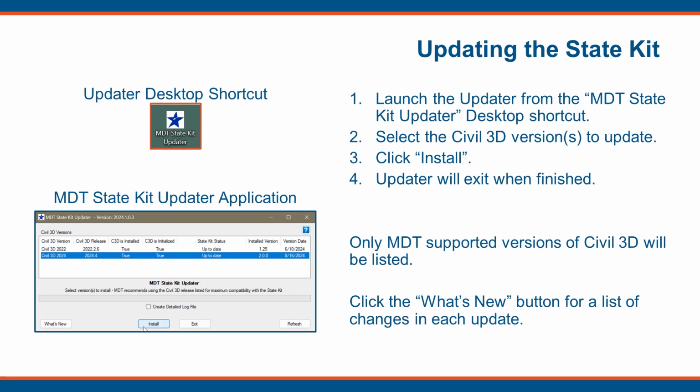After updater installation, the updater application can be accessed from the MDT State Kit Updater desktop shortcut. The updater application displays the installed versions of Civil 3D for which there is an MDT State Kit available, the MDT recommended Civil 3D update release on which to install the State Kit, the most recent State Kit version available, and the currently installed State Kit version if installed. If an update is available, it will be automatically highlighted for installation in the list. Click Install to update.